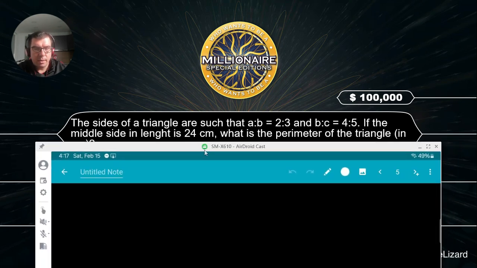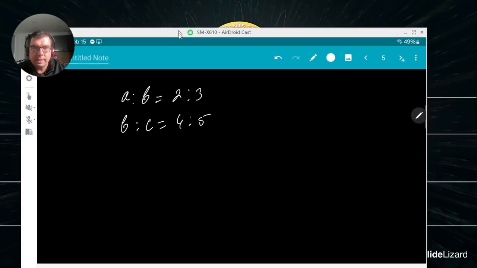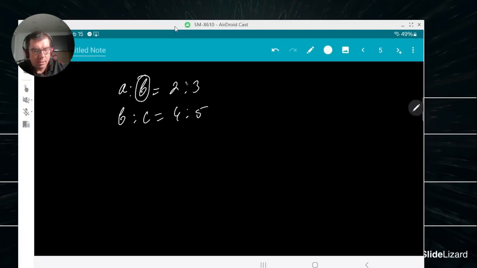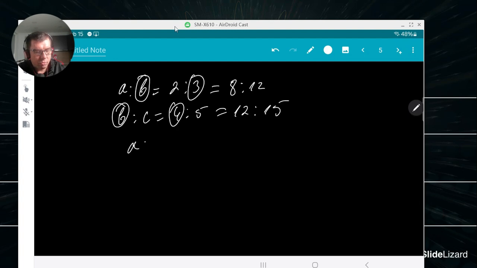So we have that a to b is 2 to 3 and b to c equals 4 to 5. We use the same technique as before. The linking term is b. It should correspond to the same number. The least common multiple between 3 and 4 is again 12. I expand the first fraction by 4. I'll get 8 to 12, and the second one by 3. I'll get 12 to 15. So a to b to c is 8 to 12 to 15.